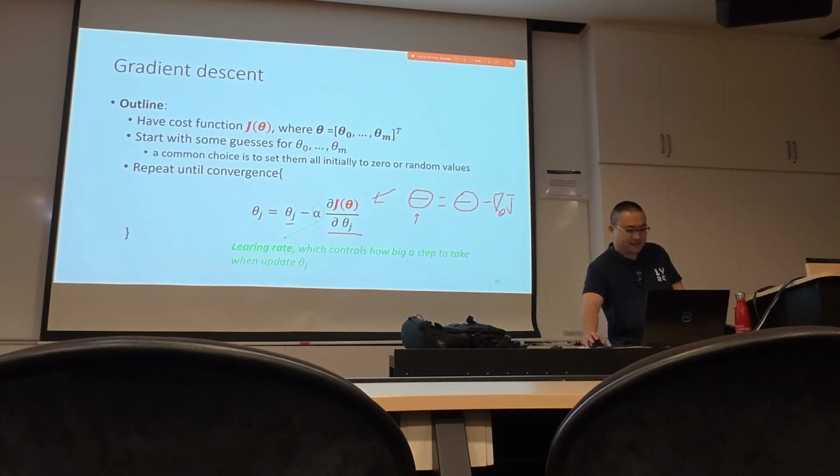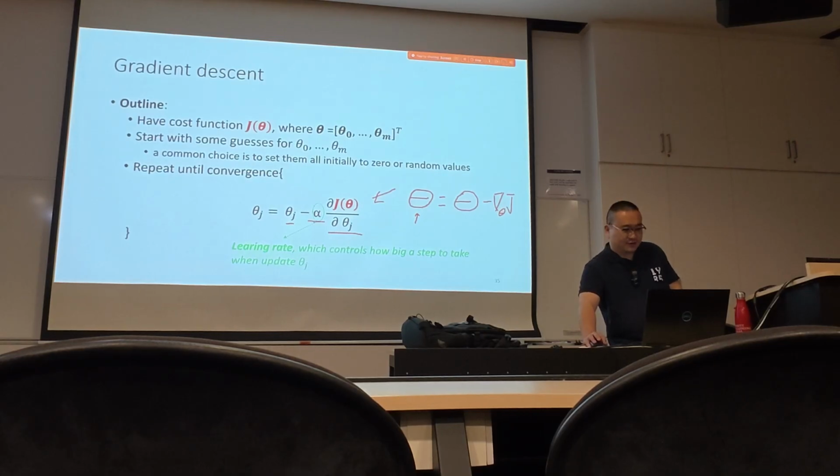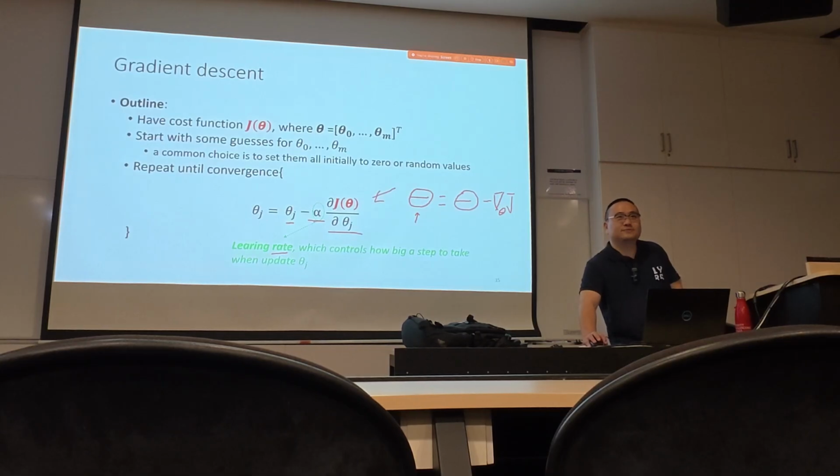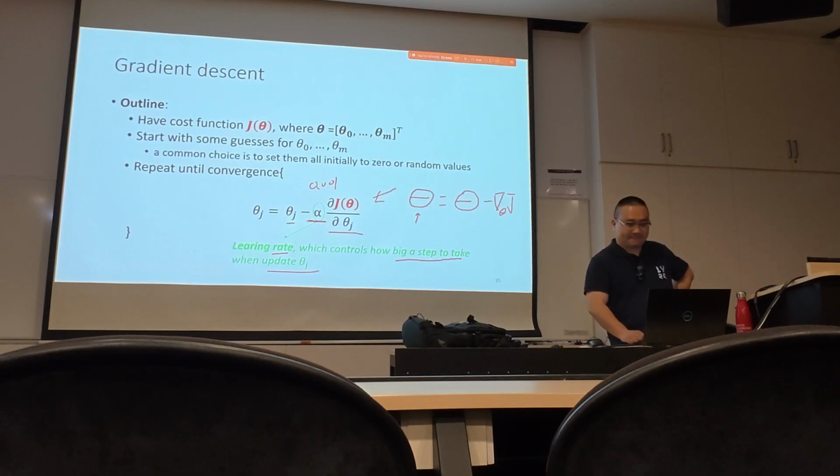Here we introduced a small parameter called alpha. Alpha is called the learning rate. Remember that when we train the model, we want to move a small step each time, and the size of the step is controlled by alpha. For example, you can set it to a small value, so alpha can be 0.01. This controls how big a step you take when updating the parameters. Any questions so far?